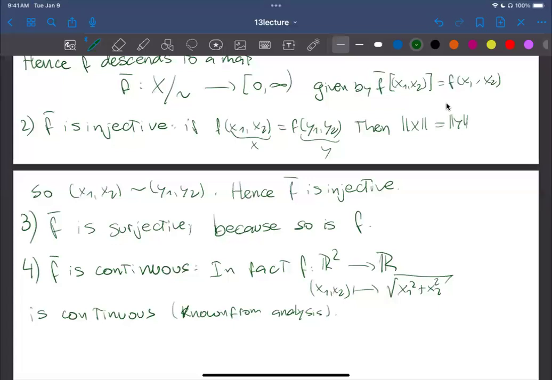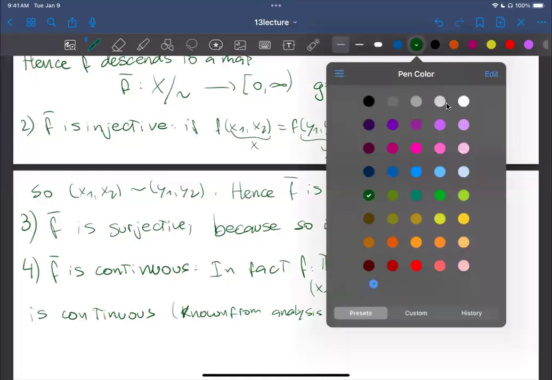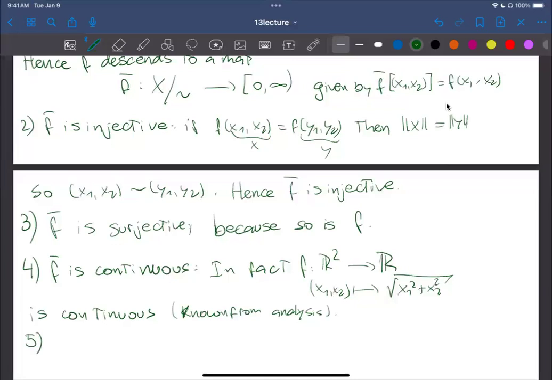Okay, we have this function f bar, which is a continuous bijection. It's still not enough. We want to prove it's a homomorphism. And we know the only thing that remains to be proven is that f bar is open. That's equivalent to the inverse being continuous. So to prove that f bar is open, once again, that's the second point of our last theorem.